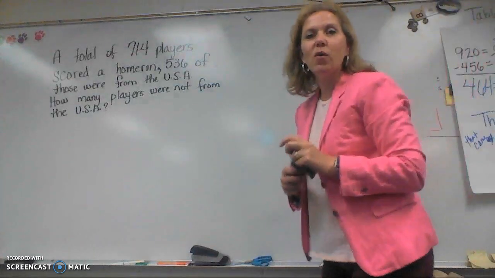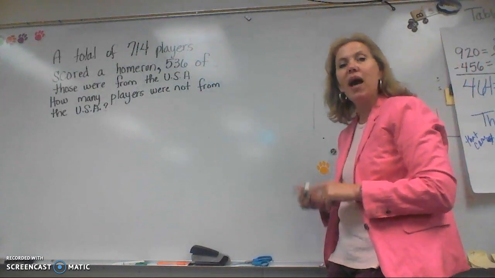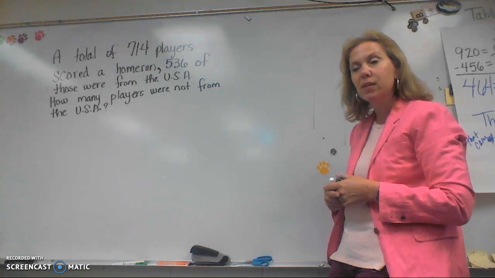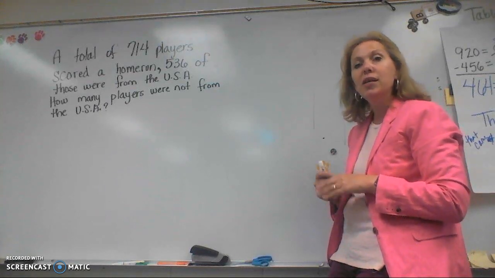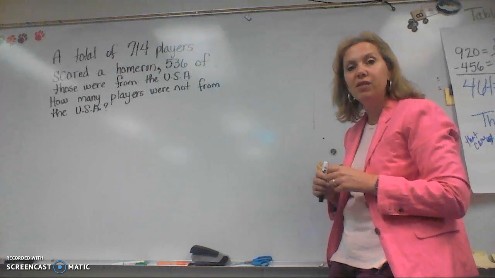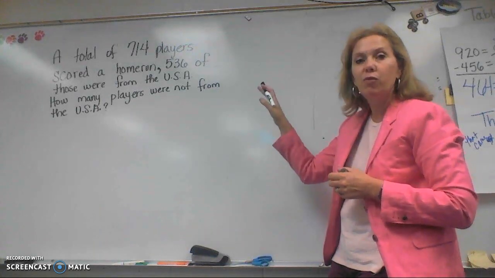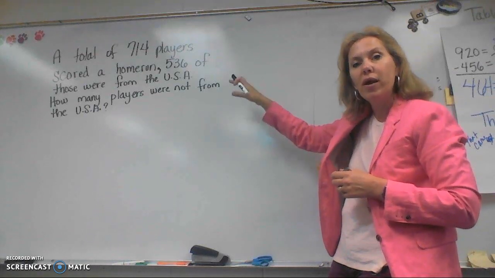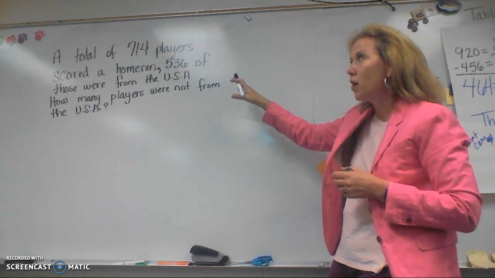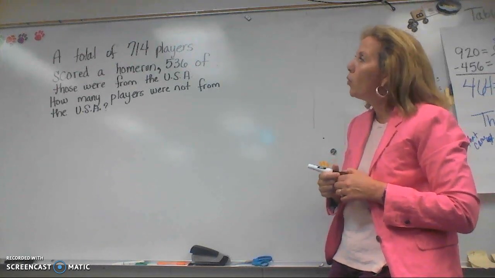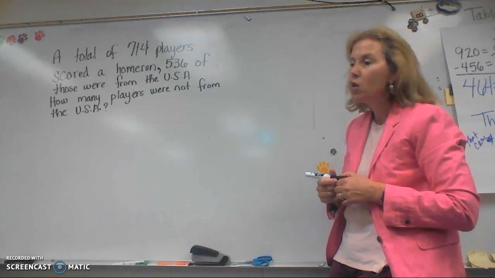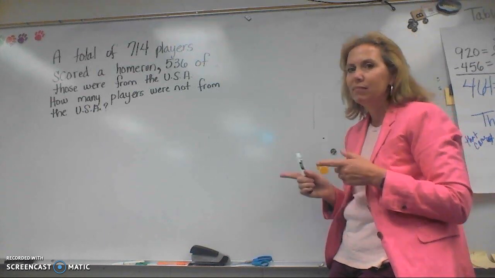So today our I can statement is I can solve word problems with addition and subtraction. Today we're going to focus on place value or expanded form model. So first, before we do that, we've got to read our problem and write an equation using that variable for our unknown. A total of 714 players scored a home run.